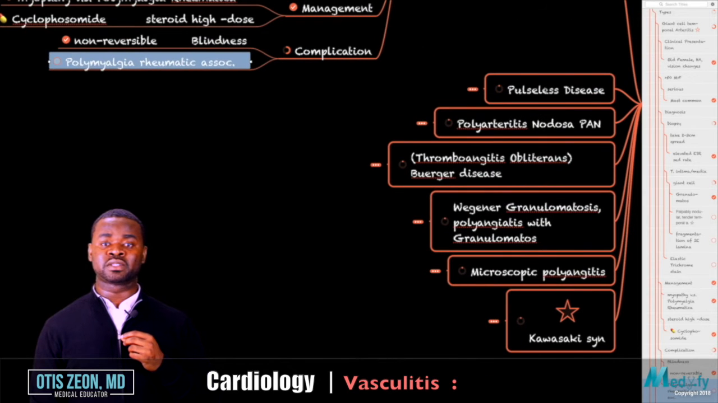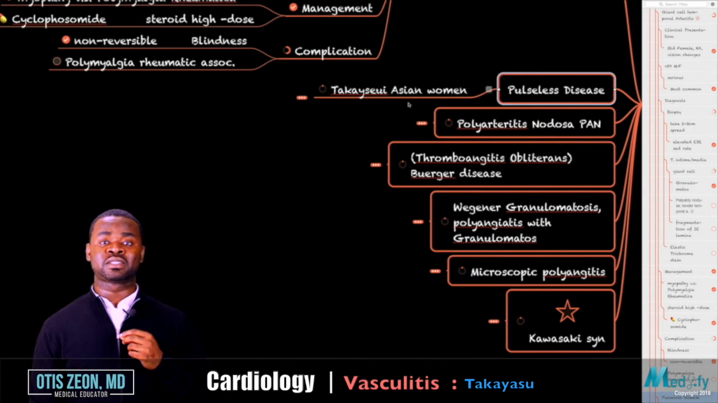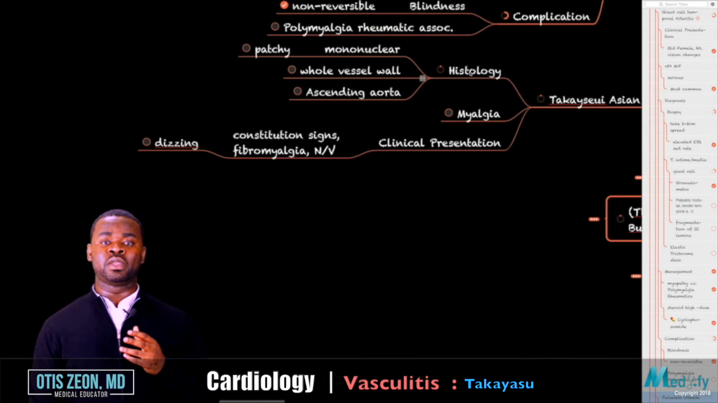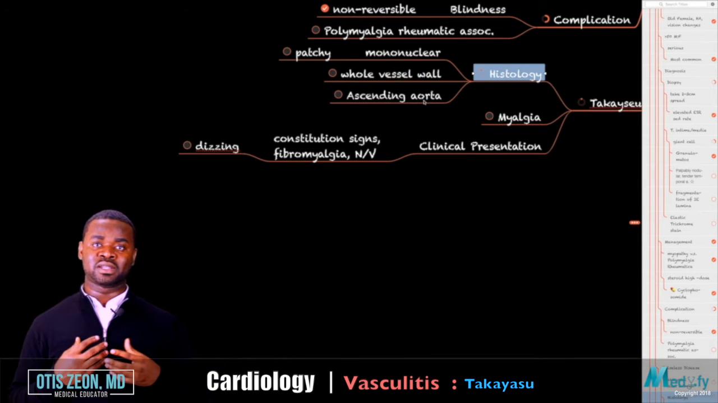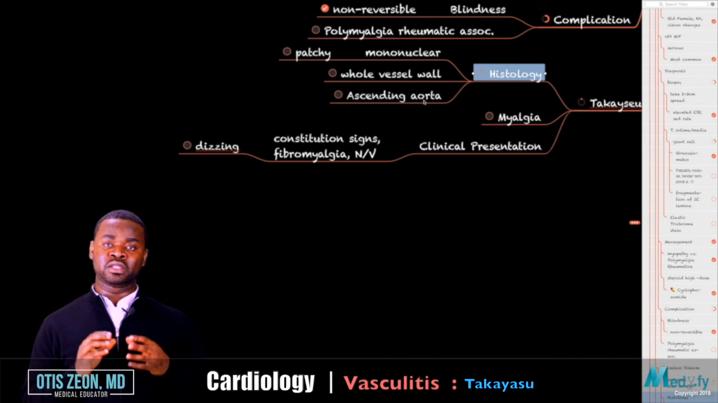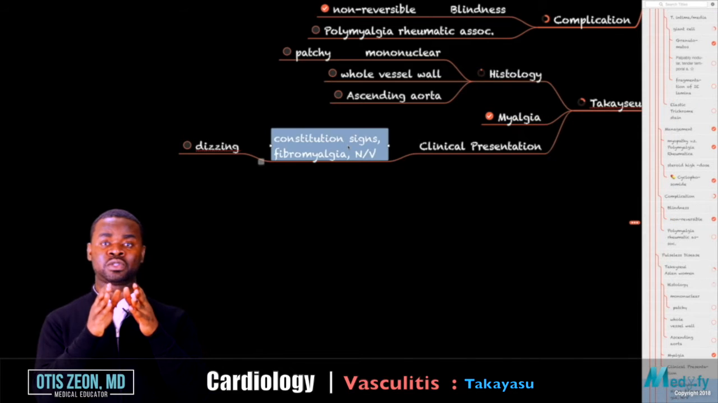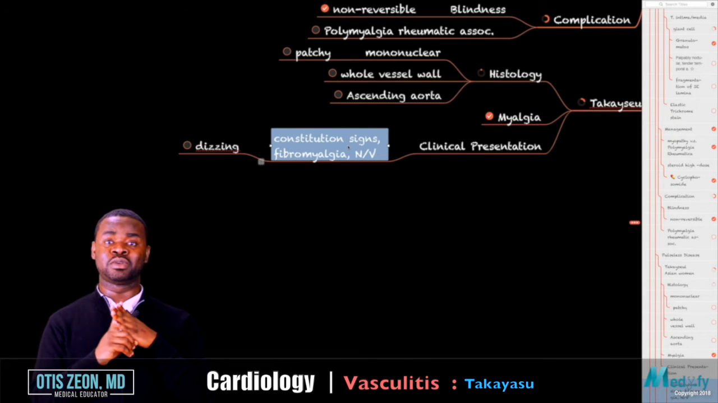We say that the next vasculitis is called Pulseless disease. This is Takayasu vasculitis, usually seen in Asian women. The problem is that this is a large vessel vasculitis, which tends to affect the aorta. The key thing to get from here is that it presents with myalgia. Individuals will present with constitutional symptoms, which are night sweats, fevers, and weight loss. Those are the same symptoms you see with people with TB, with different types of cancers, and also with people with Hodgkin's disease.